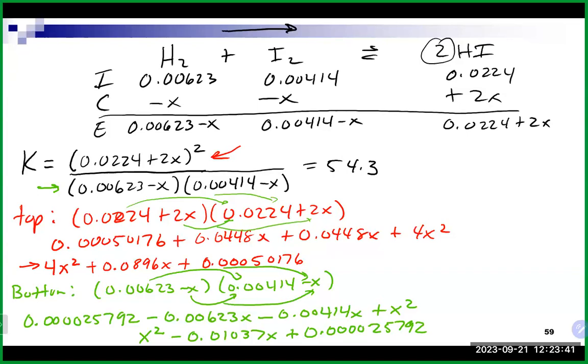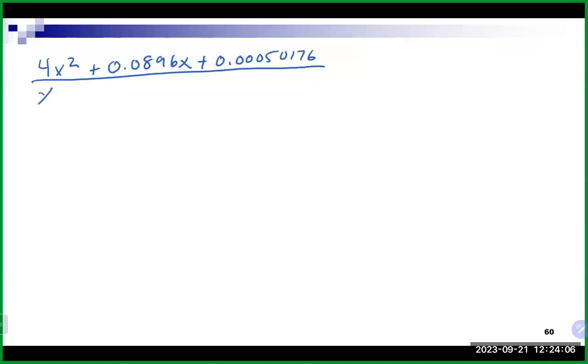All right, so going to the next page here, just taking our top part and our bottom part and putting it back into our K expression. Up on top, we had 4x squared plus 0.0896x plus 0.000500176 over x squared minus 0.01037x plus 0.000025792, and that still equals 54.3 in this case. We're almost done with our math here.